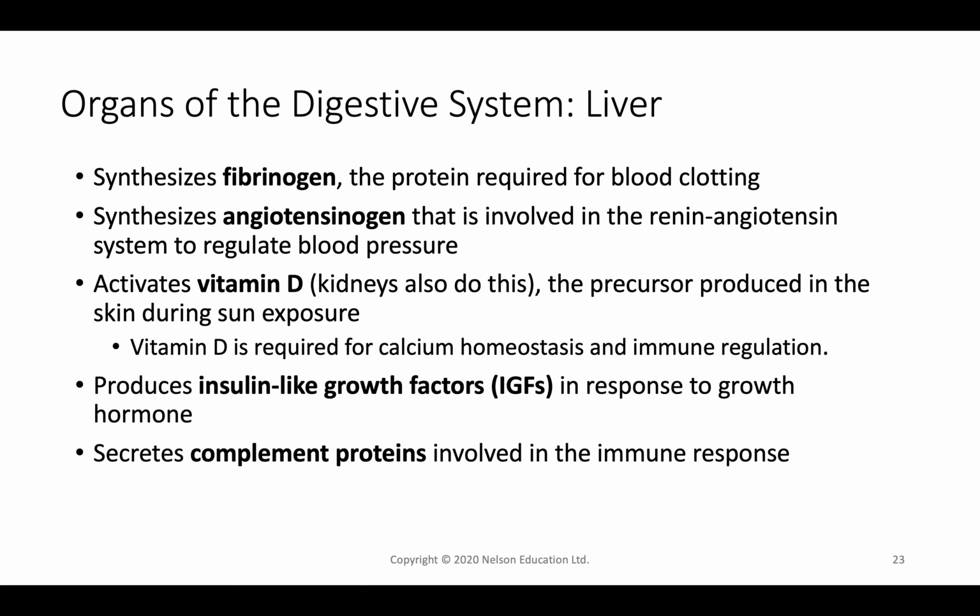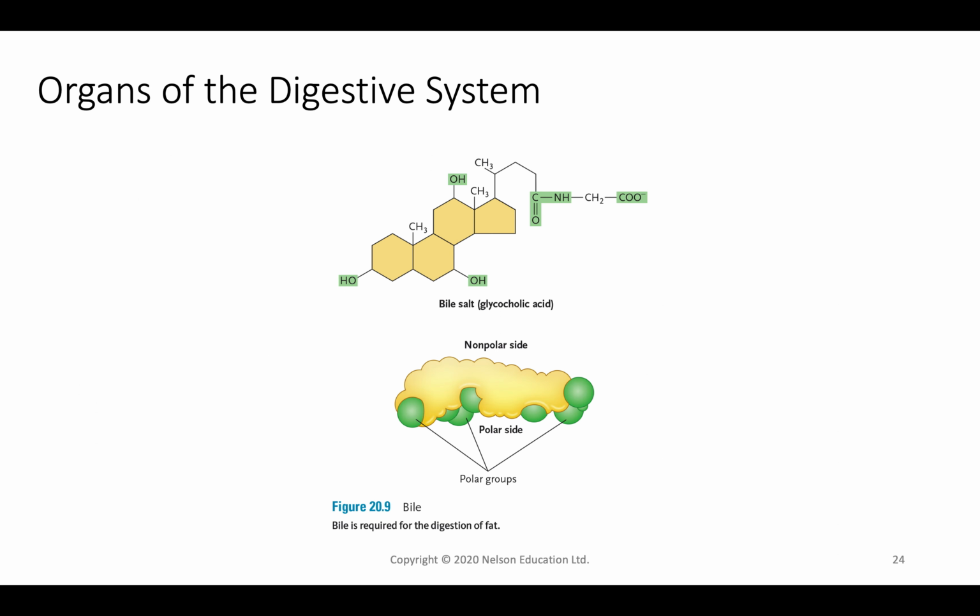And the liver produces IGFs, which are insulin-like growth factors. Growth factors are really important. They respond to things like growth hormones and allow our cells to decide when to divide and when not to divide. It also is going to secrete complement proteins that are involved in the immune response. So the liver does a lot of different things.